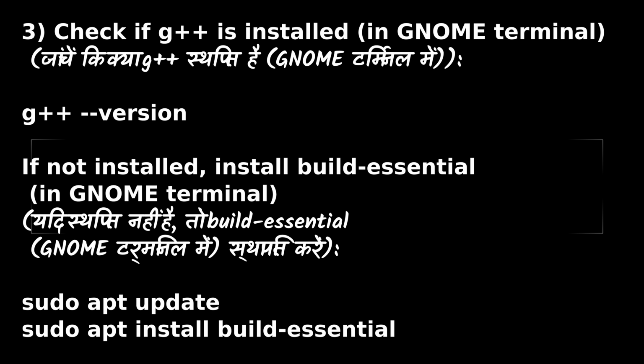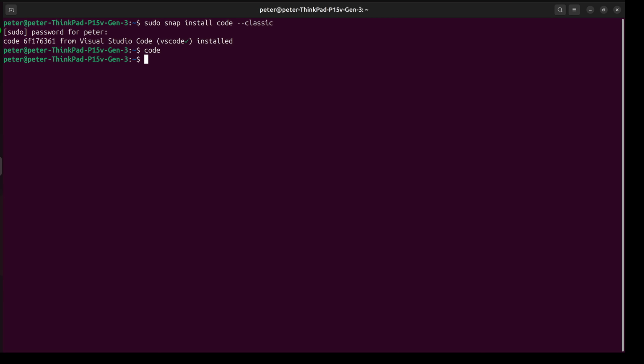Type sudo apt update and press Enter. Then type sudo apt install build-essential and press Enter. This installs G++ and all the tools we need to build C++ programs.